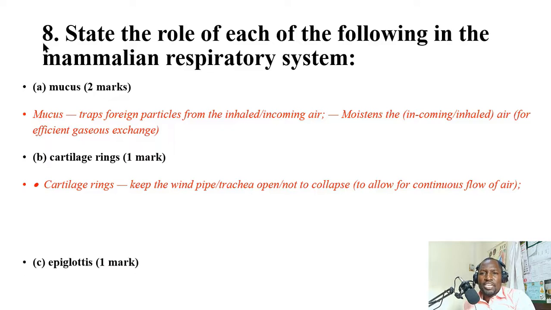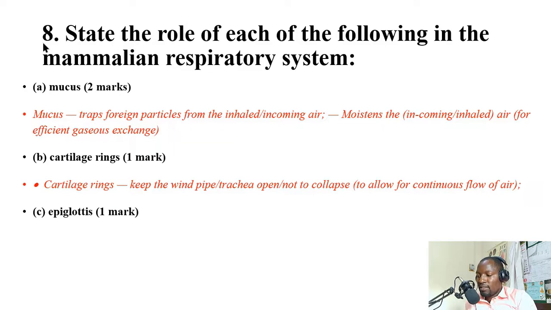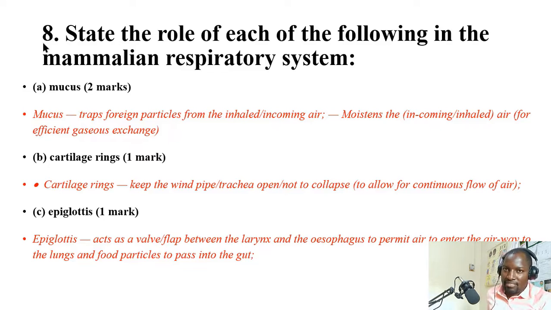We have an epiglottis. The epiglottis acts as a valve, as a flap between the larynx and the esophagus, to permit air to enter the airway to the lungs and food particles to pass into the gut. So it acts as a flap so that food cannot accidentally find itself in the trachea, and neither could air go to the stomach. It closes one end when that end is not required. When you are breathing, it closes the other side, but when you are swallowing, it opens up and closes the trachea.